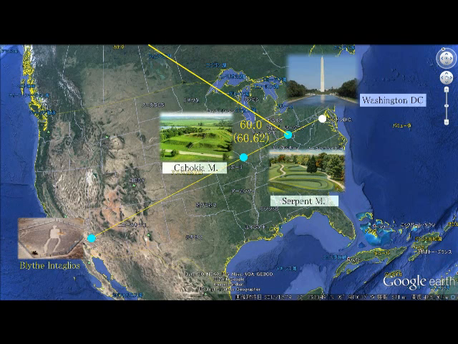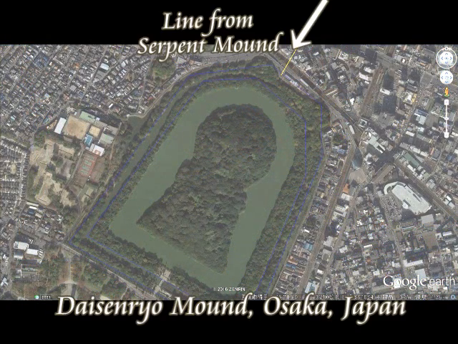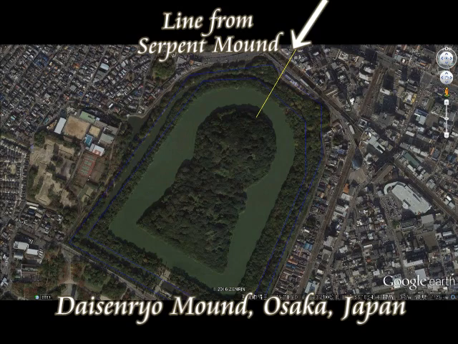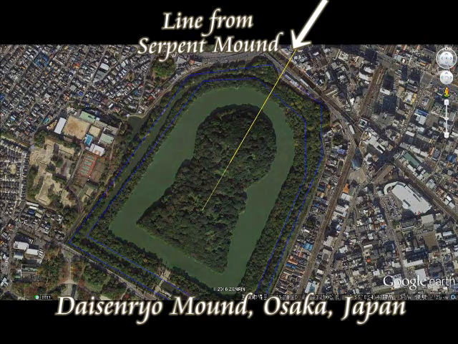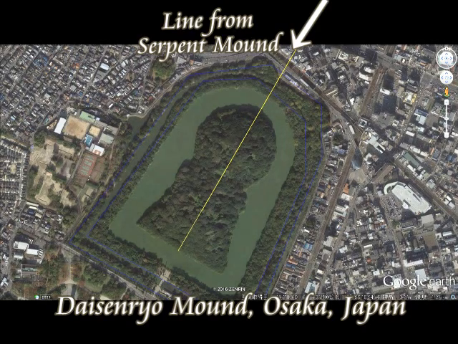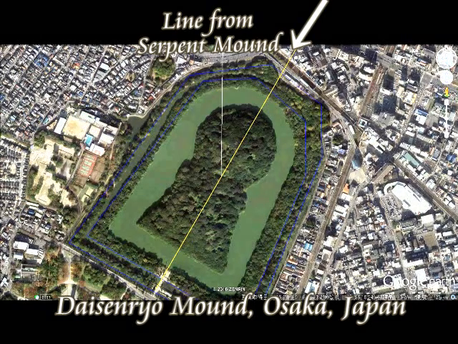From Serpent Mound, I draw a line toward Daisenryo Mound, Osaka, Japan. This is Daisenryo Mound, the largest sort of tomb mound, they say, in the world. And this line comes from Serpent Mound. This line divides the Daisenryo Mound into two, right, as you see here.